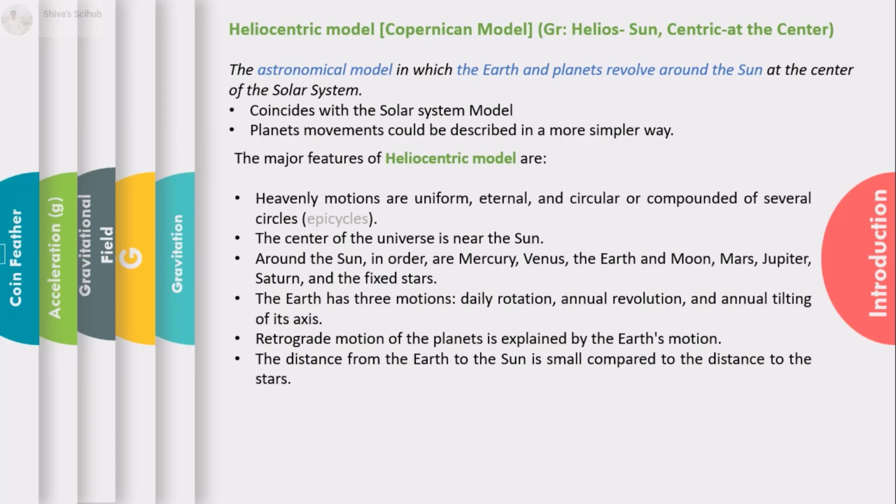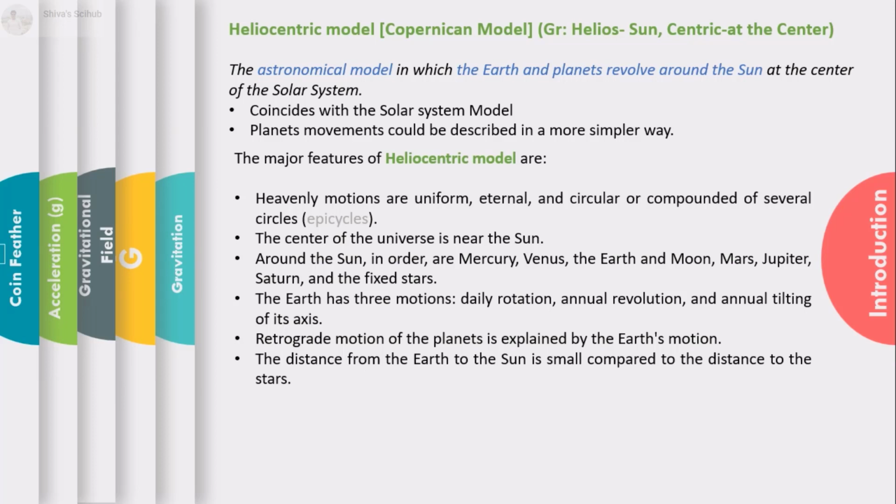Around the sun in order are Mercury, Venus, the Earth and Moon, Mars, Jupiter, Saturn and the fixed stars. The Earth has three motions: daily rotation, annual revolution and annual tilting of its axis. Retrograde motion, also called the backward motion of the planet, is explained by the Earth's motion. The distance from the Earth to the Sun is small compared to the distance to the stars. So these are some of the features of the heliocentric model.